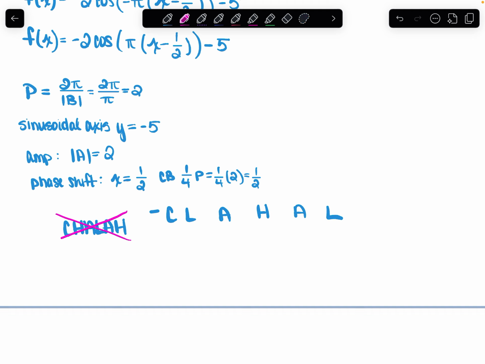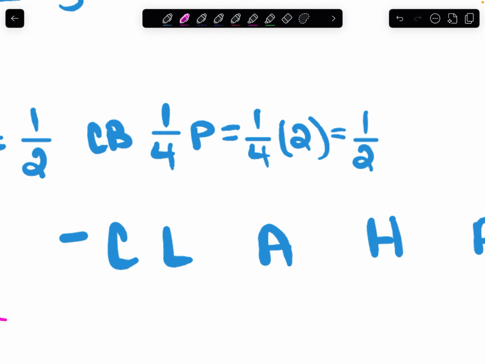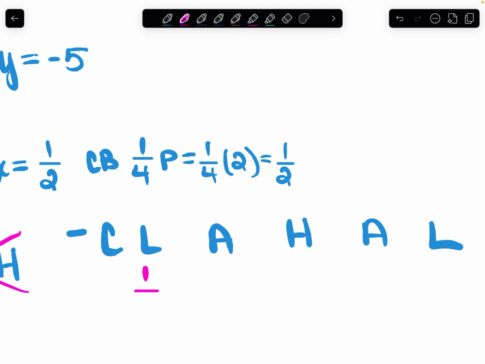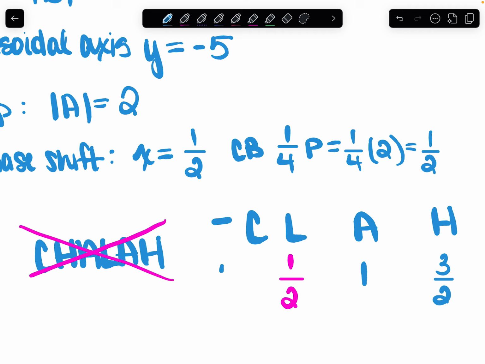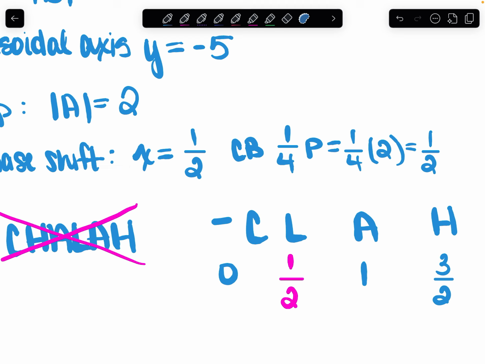All right, the phase shift was right 1/2, so that means this first low is at 1/2. Then I add a count by, so if I add 1/2, I get 1. I add another 1/2, I get 3 halves. Then I get 4 halves, then 5 halves. Mirror back to the left, subtract 1/2, we get 0. Subtract another 1/2, we get -1/2. I always go until I get one negative.